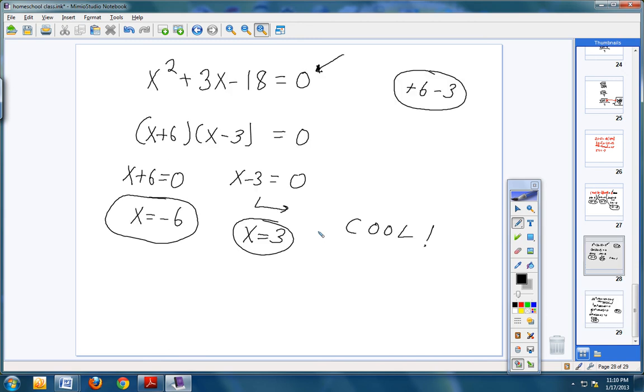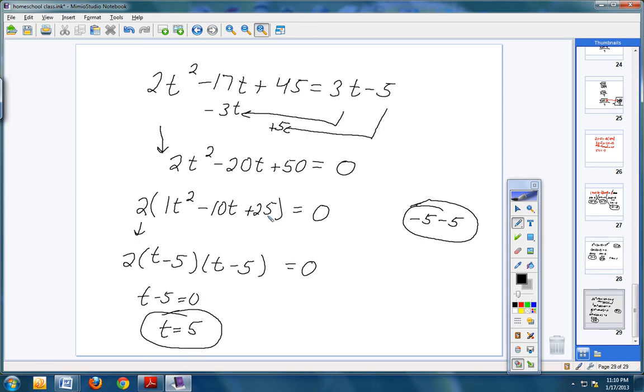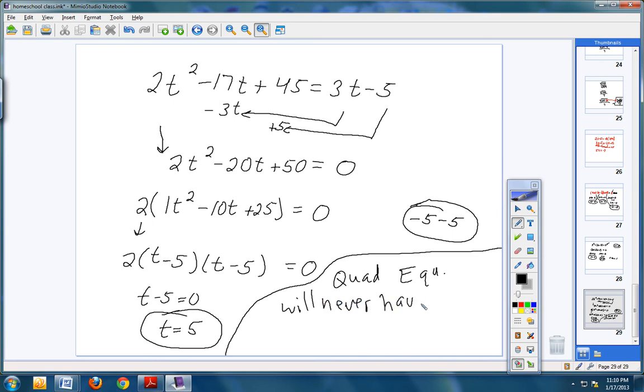So let's go back a page. Do quadratic equations sometimes have 2 answers? Yes. Do they sometimes have only one answer? Yes. But I did not type this in your notes. I should have. This is something you'd write in your notes. Quadratic equations will never have more than 2 answers. Okay? They will never have more than 2 solutions. So quadratic equations will never have more than 2 solutions.